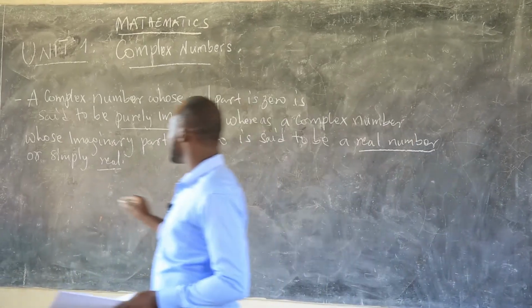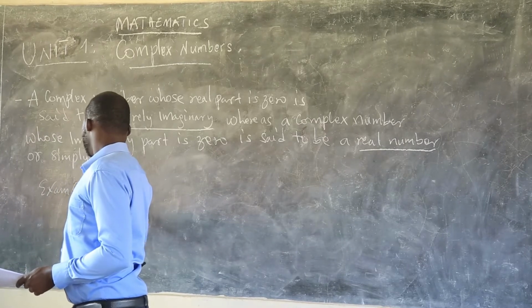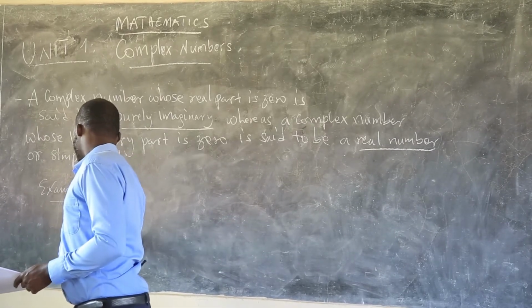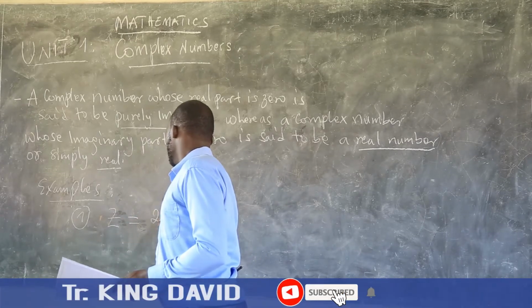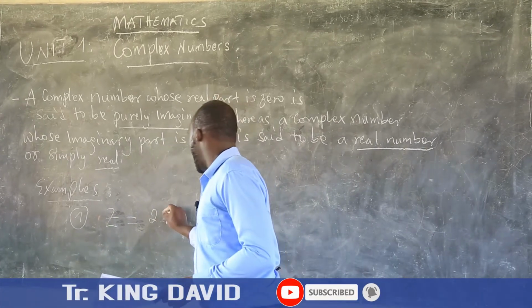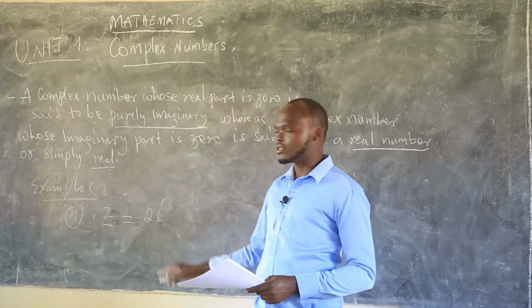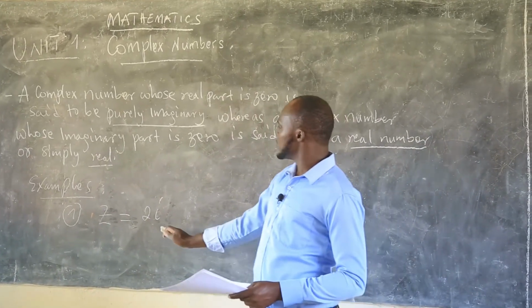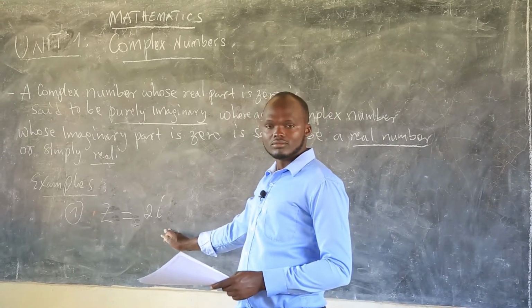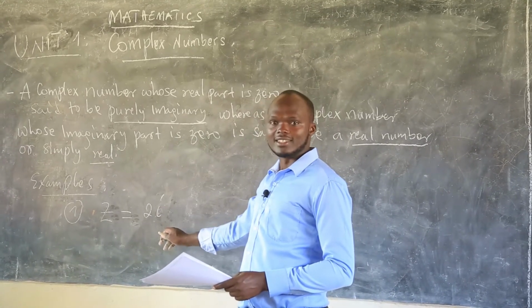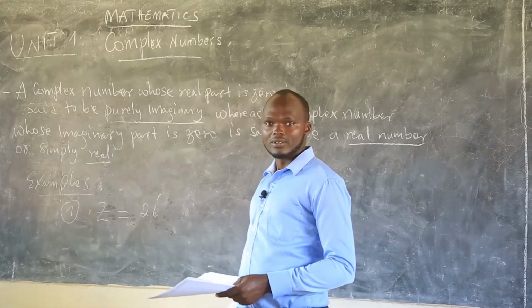For example, number 1, we have z equal to 2i. So is this one pure imaginary or is it real? Is this pure imaginary or real?